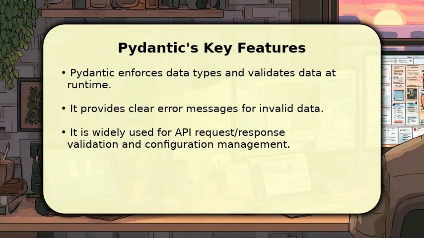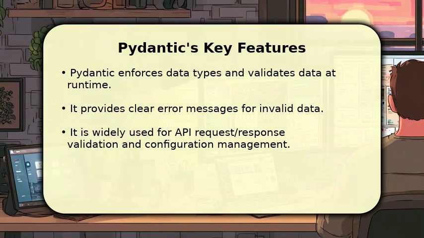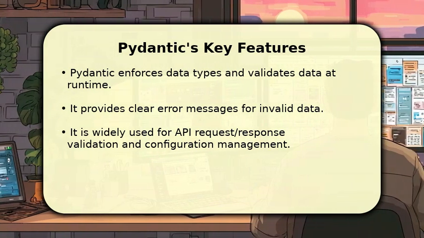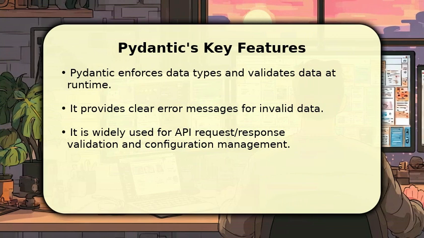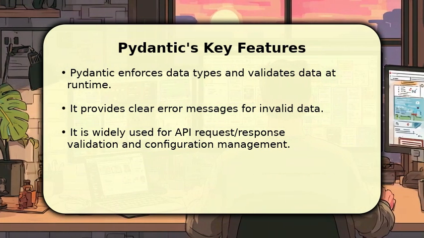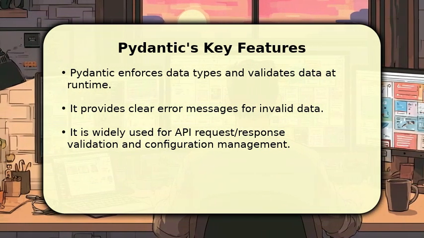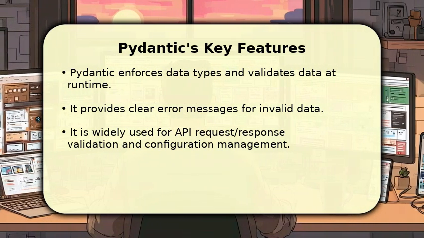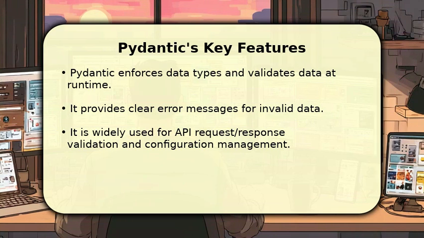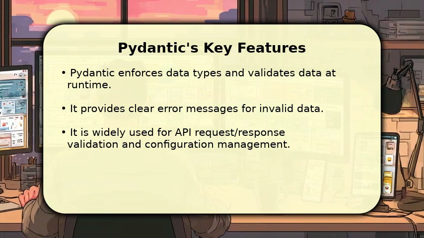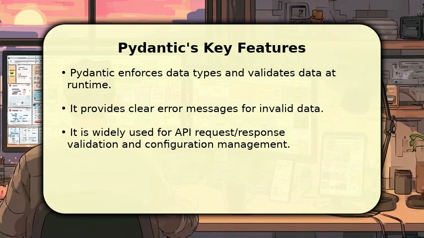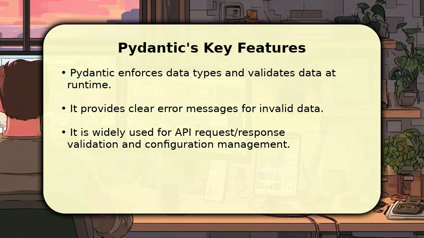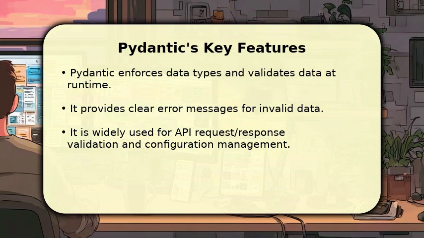Pydantic is a cornerstone for robust data handling in Python. It excels at enforcing data types and validating incoming data at runtime, providing clear and helpful error messages when issues arise. This makes it invaluable for ensuring the integrity of data, whether it's from API requests, configuration files, or database interactions. Its ability to parse and serialize data reliably is a key reason for its widespread adoption in many modern Python projects.